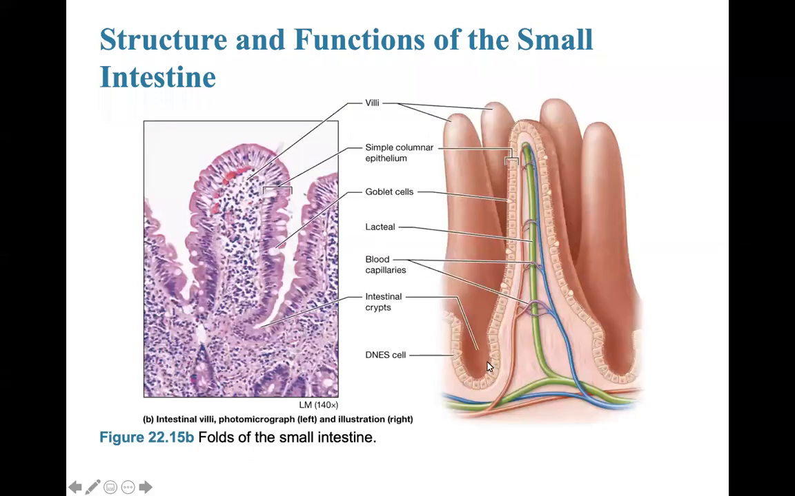And here you can see a villus on the surface. You can see the cells lining here. And along this entire single cell surface, you're going to have a capillary bed as well as a lymphatic capillary referred to as a lacteal. And essentially the nutrients would be absorbed through here.